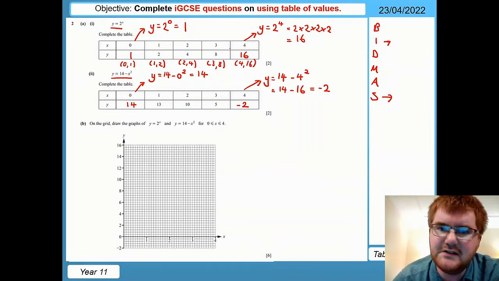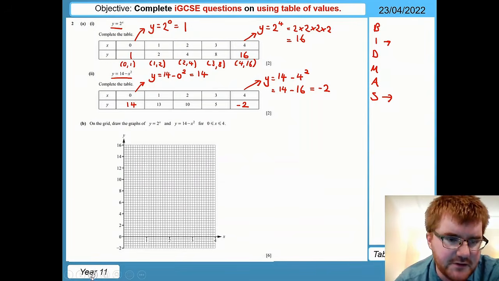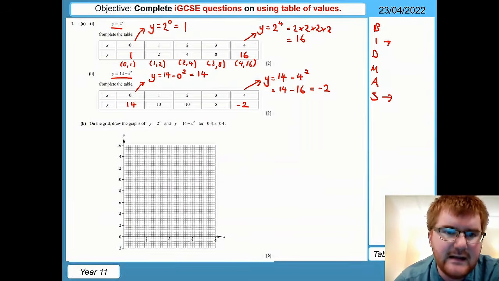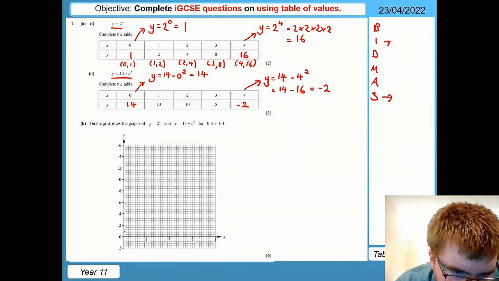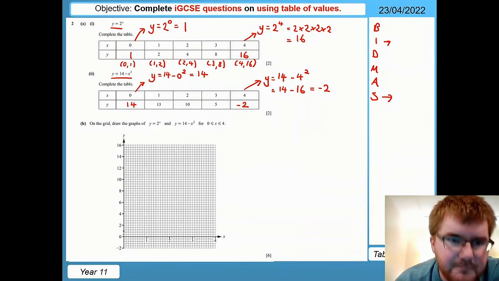So all they want us to do here, and you can see a whopping 6 marks of the whole thing here, is just to plot these coordinates on the grid. Now, because we've got two functions, I'm going to do it in two colours. Let's start, of course, with 0, 1. So we have to be very careful exactly where 1 is here. Remember, halfway between 0 and 2. Remember, along the corridor up the stairs.